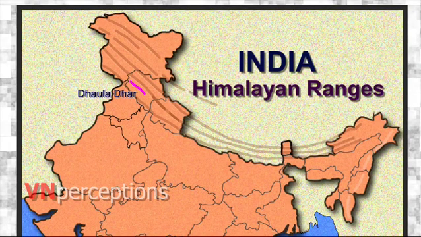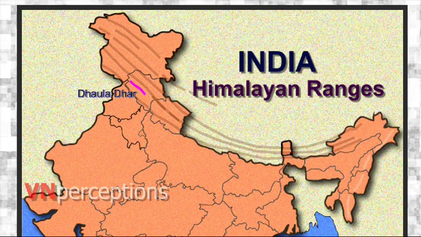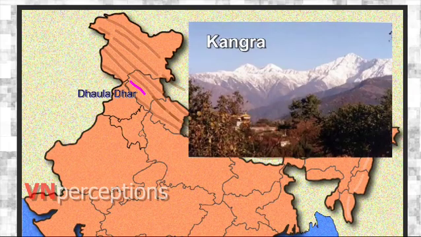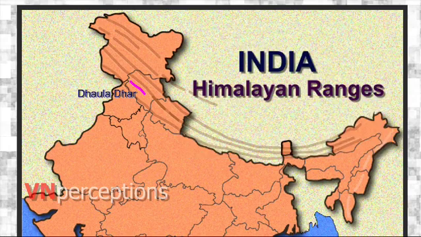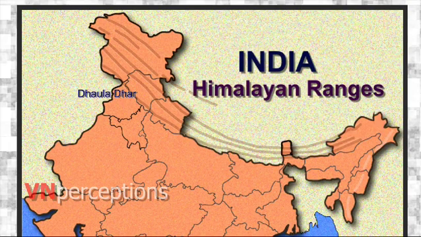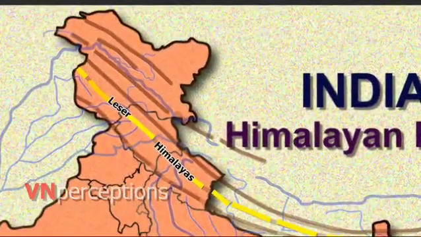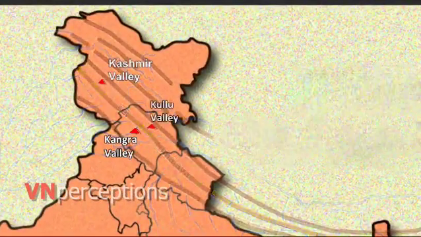The Dhauladhar range is one of the branches of the main outer Himalayan chain of mountains in Himachal Pradesh. Dhauladhar mountain range is one of the major attractions in Kangra along with the amazing Kangra Valley. The highest peak of the Dhauladhar range is the Hanumanji Ka Tibba with an elevation of 5,639 meters. The Mahabharat range completely lies in Nepal. The lesser Himalayas consist of the Kashmir, Kangra, and Kulu valleys.